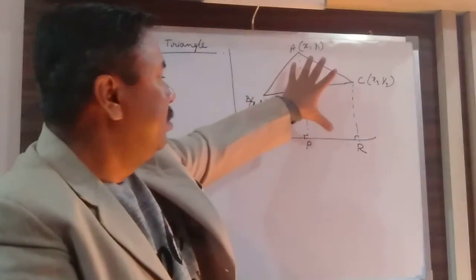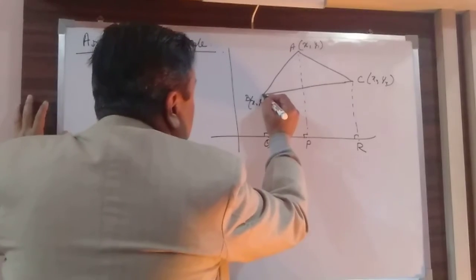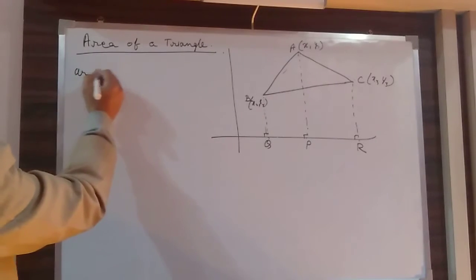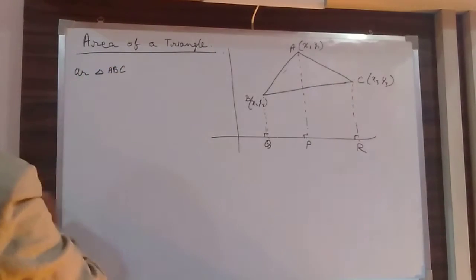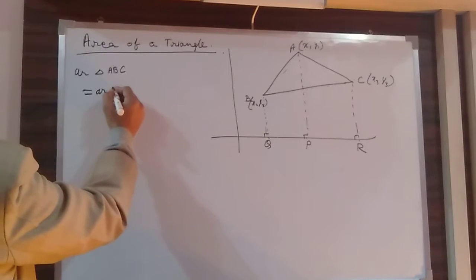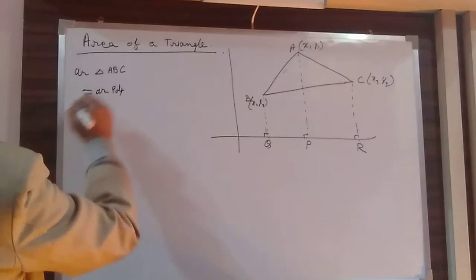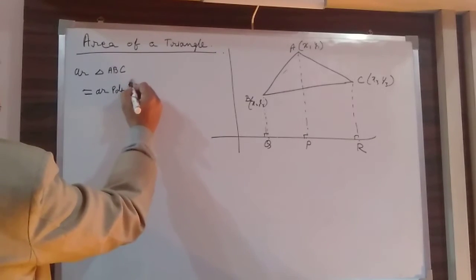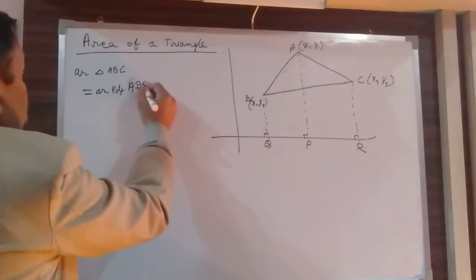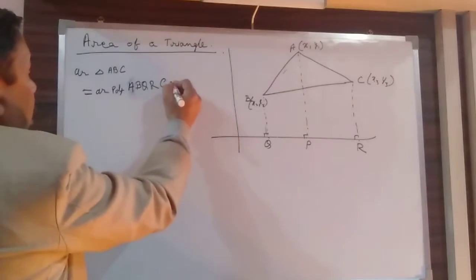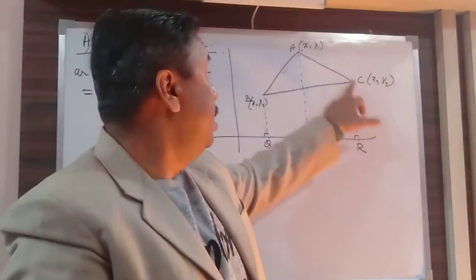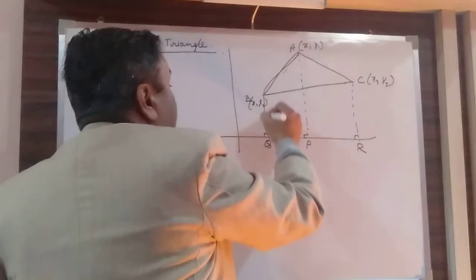I have to find the area of the triangle. If I find the area of this complete part, that means area of triangle ABC will be equal to the area of polygon ABQRC. Okay, ABQRC, that means the whole part I have taken.